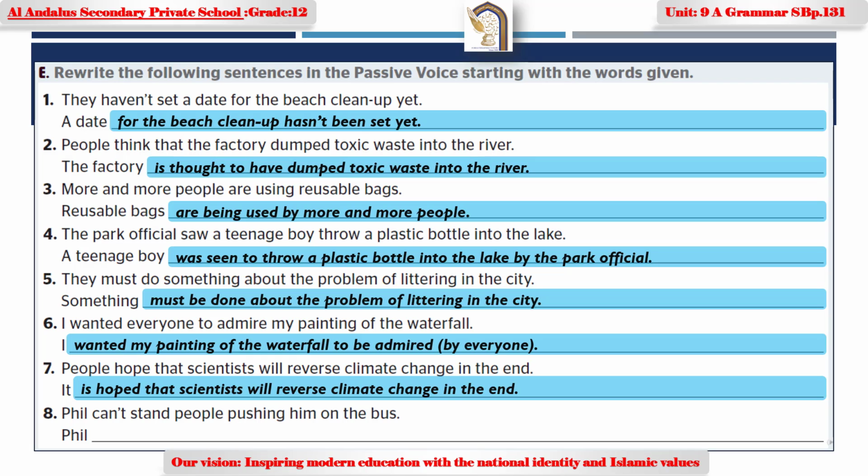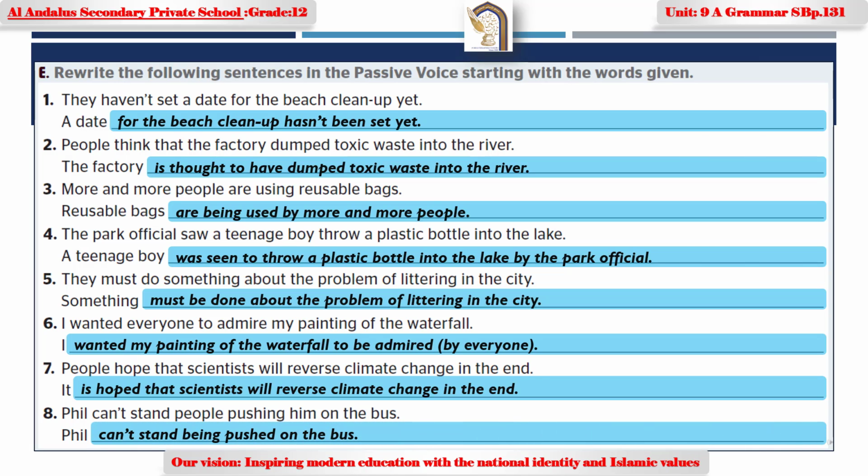Finally, this is sentence number 8. Phil can't stand people pushing him on the bus. And this is a wonderful final answer. Phil can't stand being pushed on the bus.